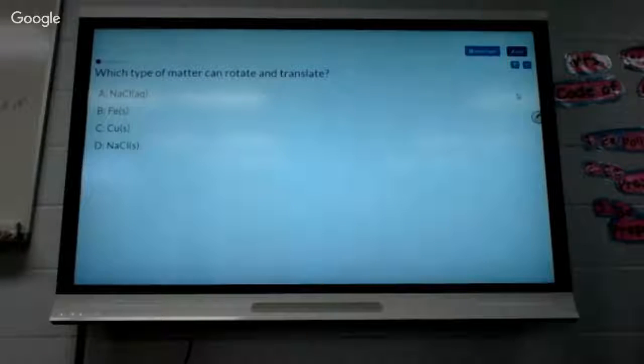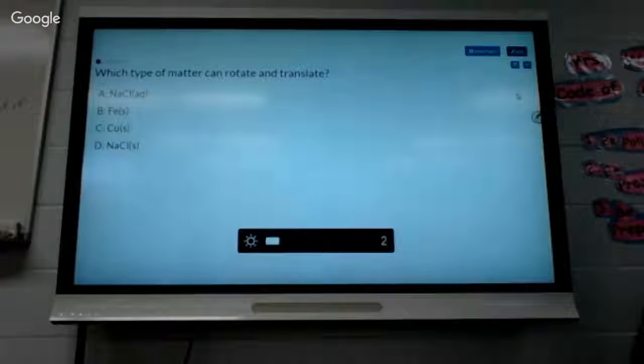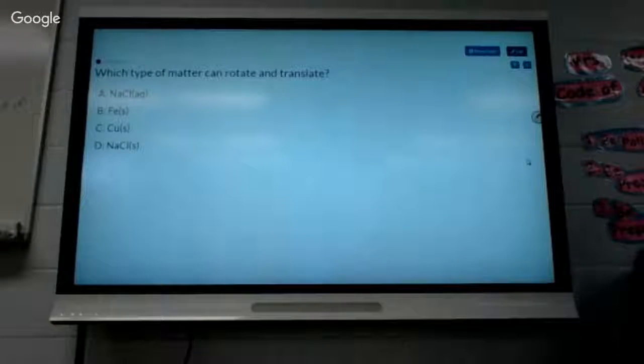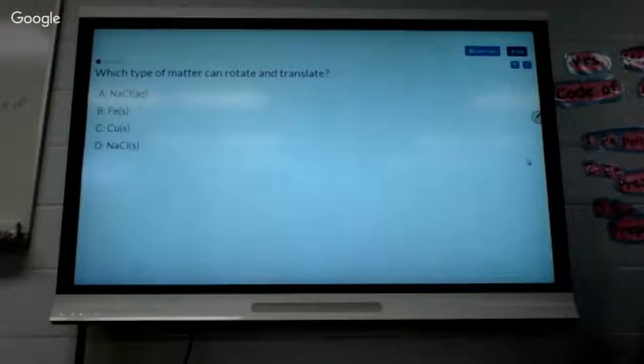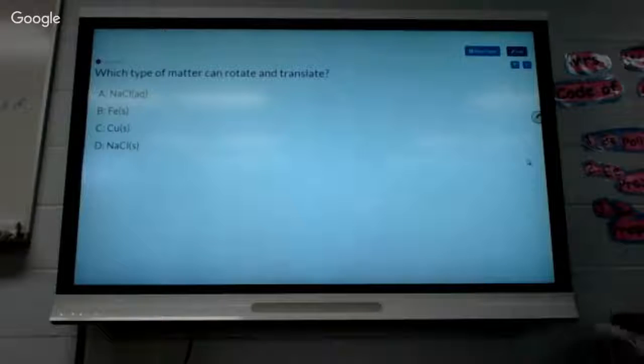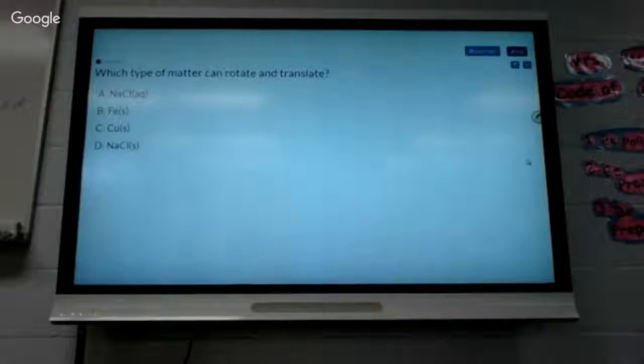The answer was C. All right, what type of matter can translate and rotate? Okay, what type of matter can rotate and translate? Hold up. What type of matter can rotate and translate? That's salt. What's that? Oh, Fe is iron. And then C is what? Copper? Yeah. C is copper, Fe is iron.